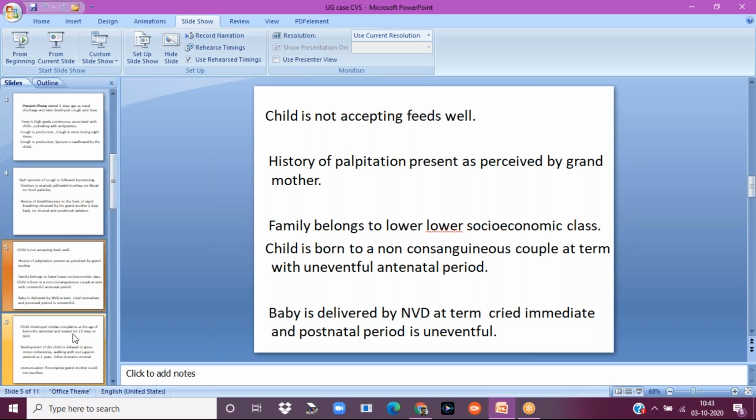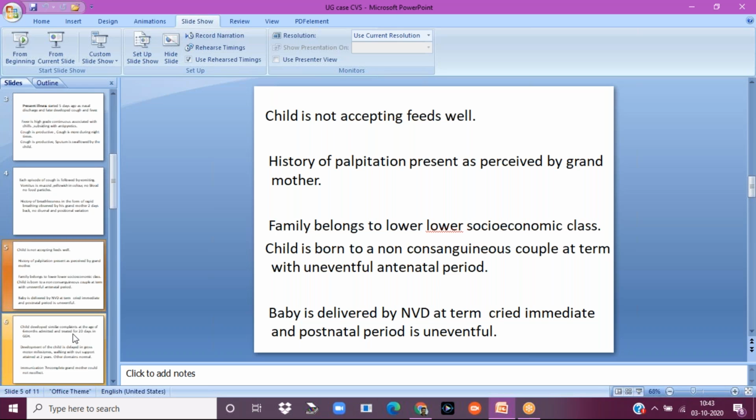Okay. In this history, feeding difficulty is the child not accepting feeds well. So there is some problem while taking feeds, or maybe the child is very sick, so is not taking feeds. Is there anything else the grandmother has given that is important to you in this slide? Positive important history.